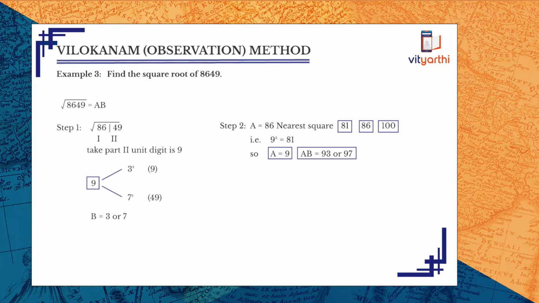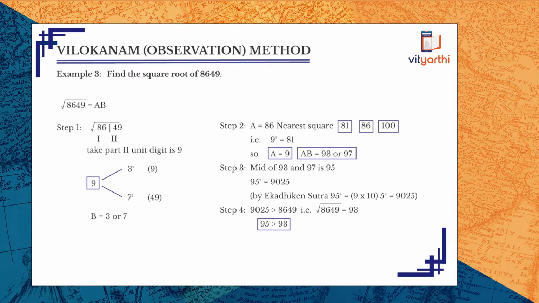Now take the middle value of 93 and 97. Say it is 95. Find the square of 95 and it is 9025. Now compare 9025 and 8649. It is obvious 9025 is greater than 8649. We can say that 95 cannot be the square root of 8649. So the square root of 8649 will be 93.